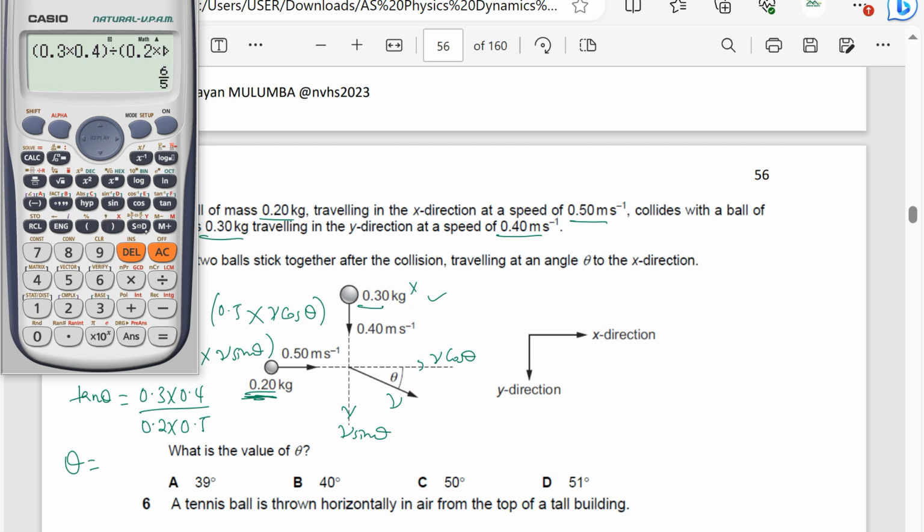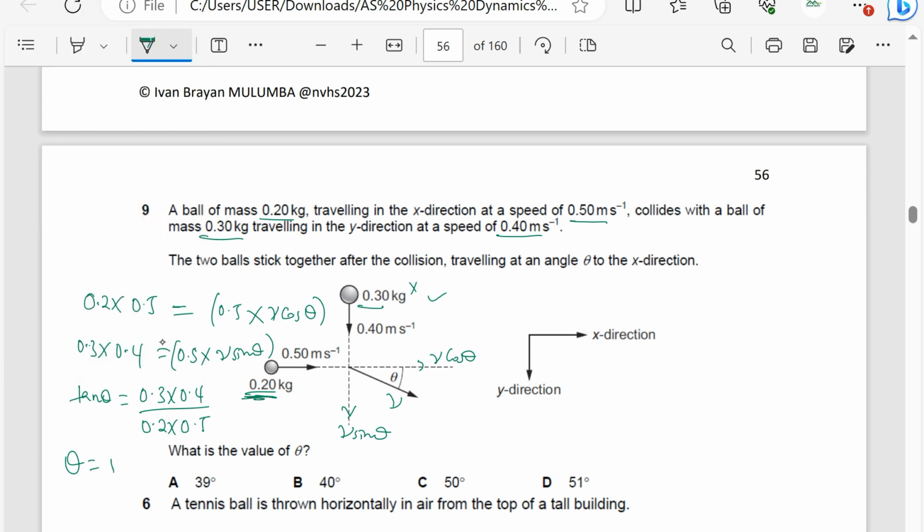So this is going to give us that. Then I get the tan inverse of the answer, which is 50 degrees. So this is going to be 50 degrees, which makes the answer to be C.